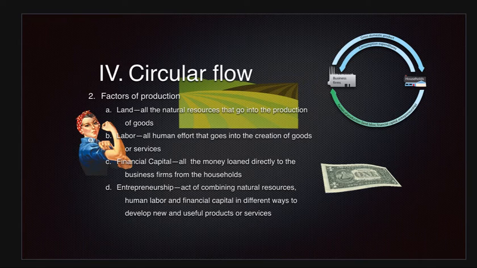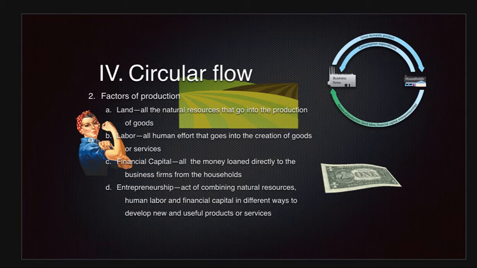So entrepreneurship, this is perhaps the most critical to a successful business. If you do not have entrepreneurial skills to be able to combine all of these things creatively, manage your staff, be able to have access to all these other things, and to do it well, your business is not going to be successful.